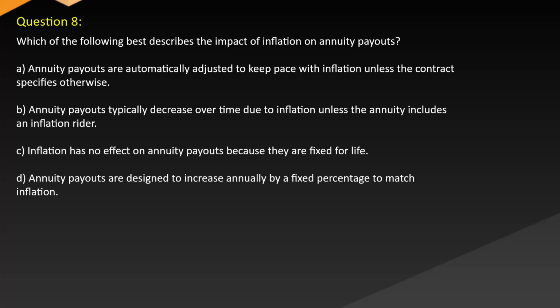A. Annuity payouts are automatically adjusted to keep pace with inflation unless the contract specifies otherwise. B. Annuity payouts typically decrease over time due to inflation unless the annuity includes an inflation rider. C. Inflation has no effect on annuity payouts because they are fixed for life. D. Annuity payouts are designed to increase annually by a fixed percentage to match inflation.